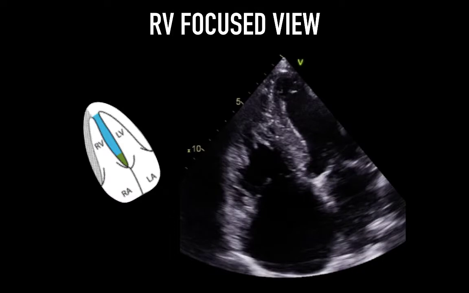The RV focused view can also be attempted. With the apical 4-chamber view, you slide the probe more laterally along the chest wall. In this case, the transducer plane will cut through the center of the LV cavity with the RV size maximized. This will improve visualization of the RV free wall seen in the midfield.